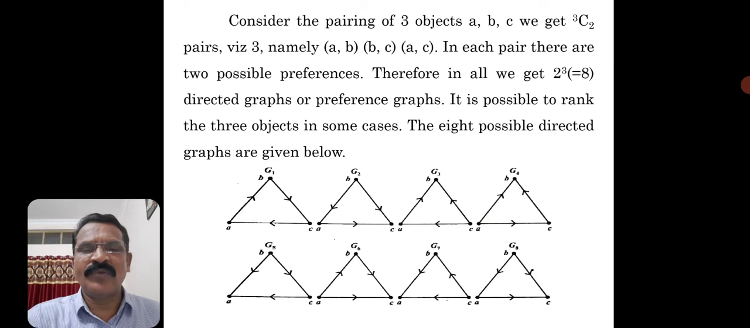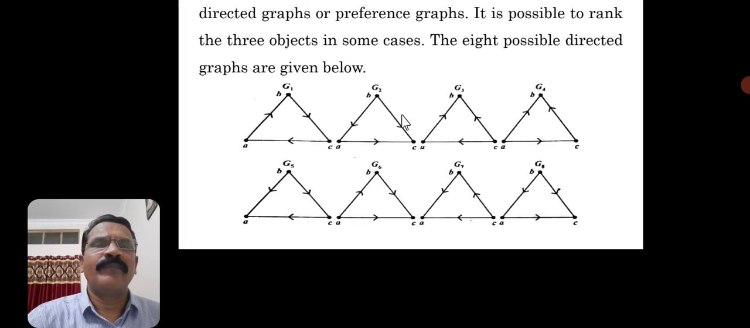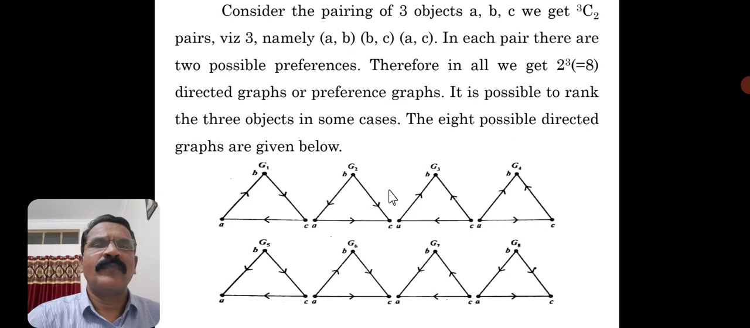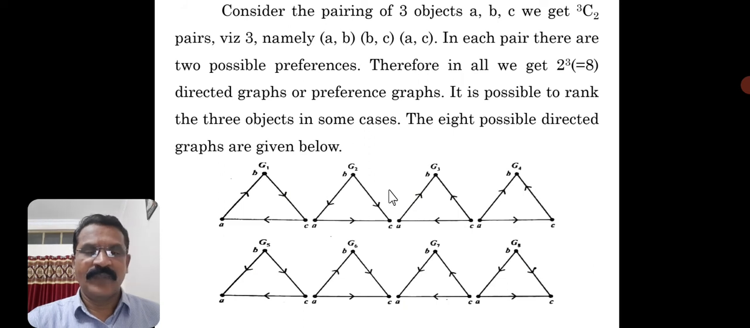In some cases it is possible to rank the 3 objects. The 8 possible directed graphs are given as shown below. Let us think of those 8 possibilities. These are the 8 possibilities. You can see G1, G2, G3, and so on up to G8.